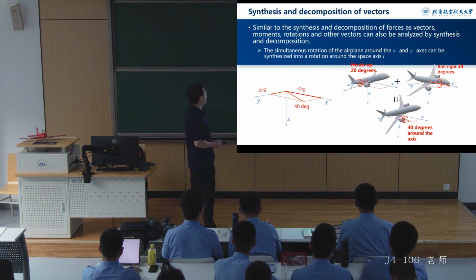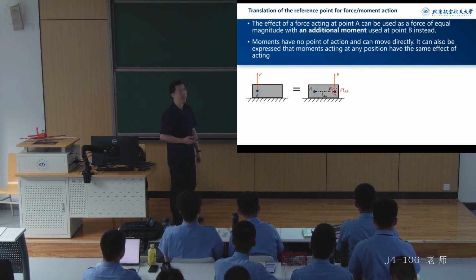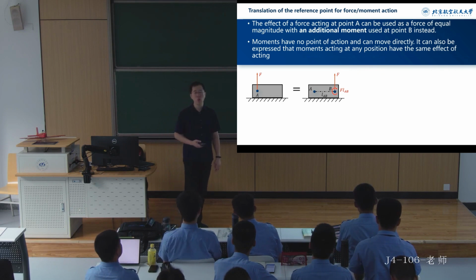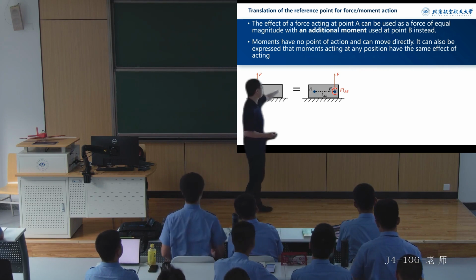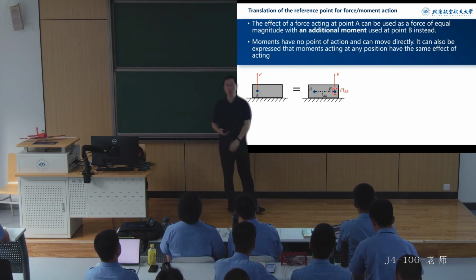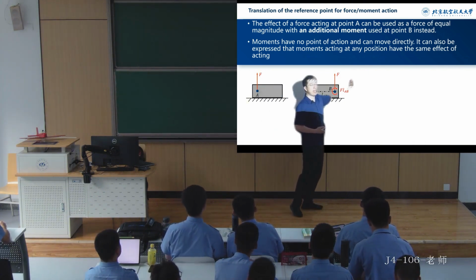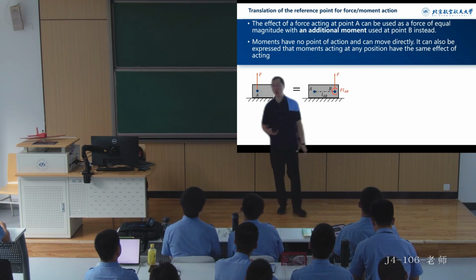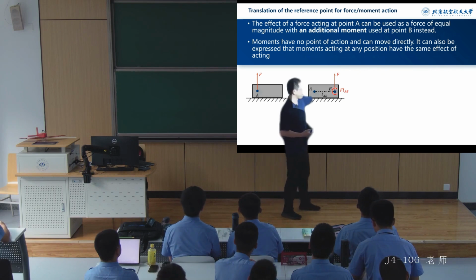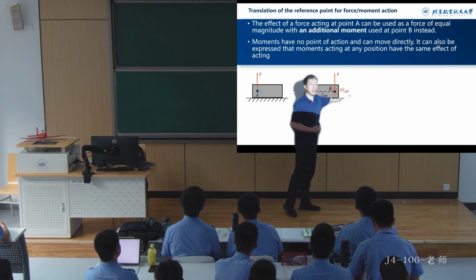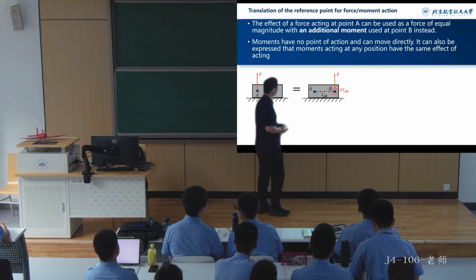Additionally, we need to mention another topic, which is the translation of reference points for forces and moments. This is a fundamental concept learned in university physics, for instance. So for an object at point A that is acted upon by an upward force F, if I want to change the reference point at this time, I ask, if I take point B as the reference point, then how should we conduct the analysis? So, corresponding to reference point B, what is the specific load at this point? How should we conduct the analysis?